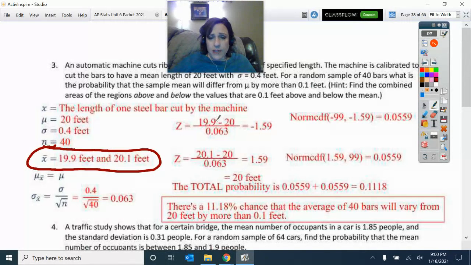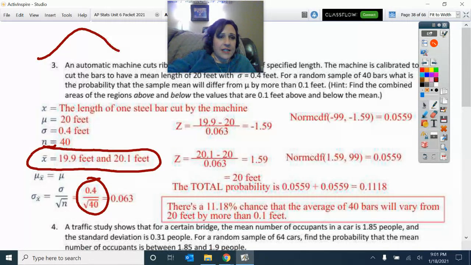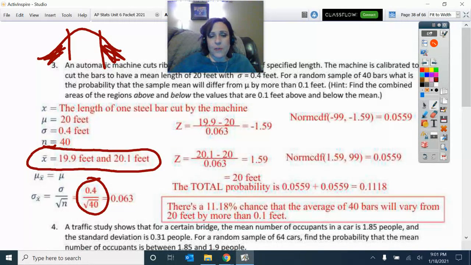So what's the probability that the average of the 40? See, then we have this smaller standard deviation, and that's what I used here when I found my z-scores. So there are my two z-scores, and then I norm CDF'd between them. Oh, so that's going to be the differing by more than that, so that's going to be this area down here and this area up here. So I found those two areas and then I added them together. Of course, you could find the middle and subtract it from 1.